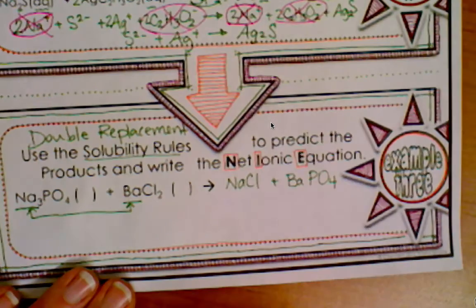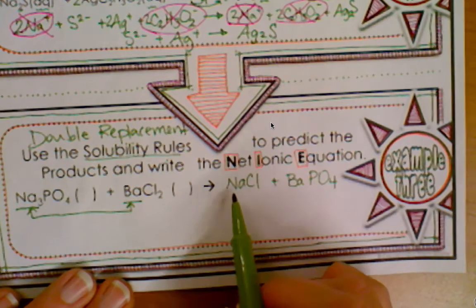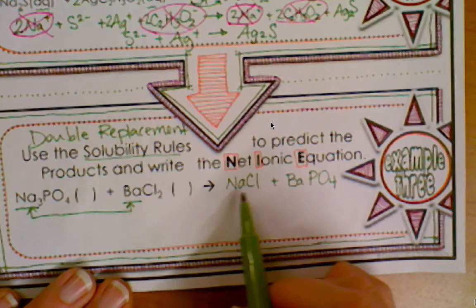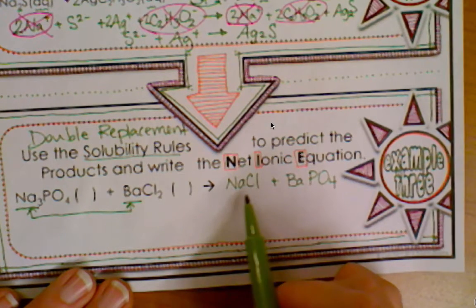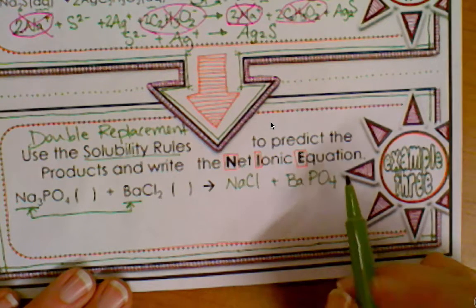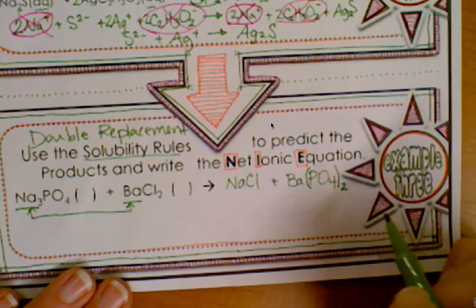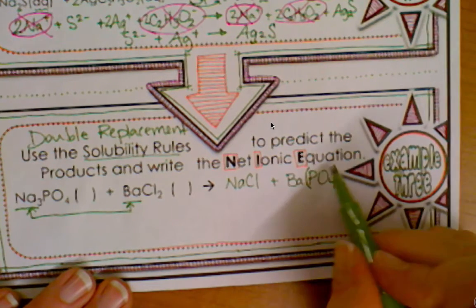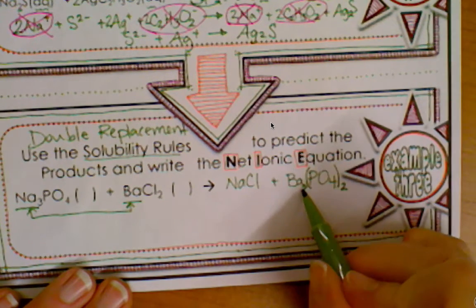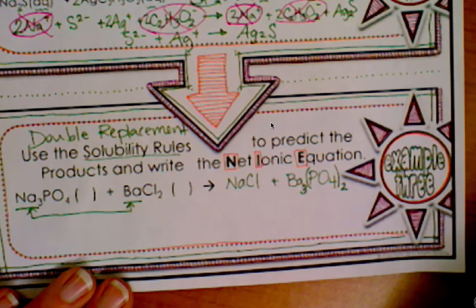Then I have to look on my periodic table for their charges and crisscross them. Sodium's +1, chloride is -1, so this formula looks good. But for barium phosphate, it's a little more complicated. Barium has a +2 charge, so I need 2 phosphates. And the phosphate has a -3 charge, so I have to put 3 bariums. Now let's check our solubility rules.